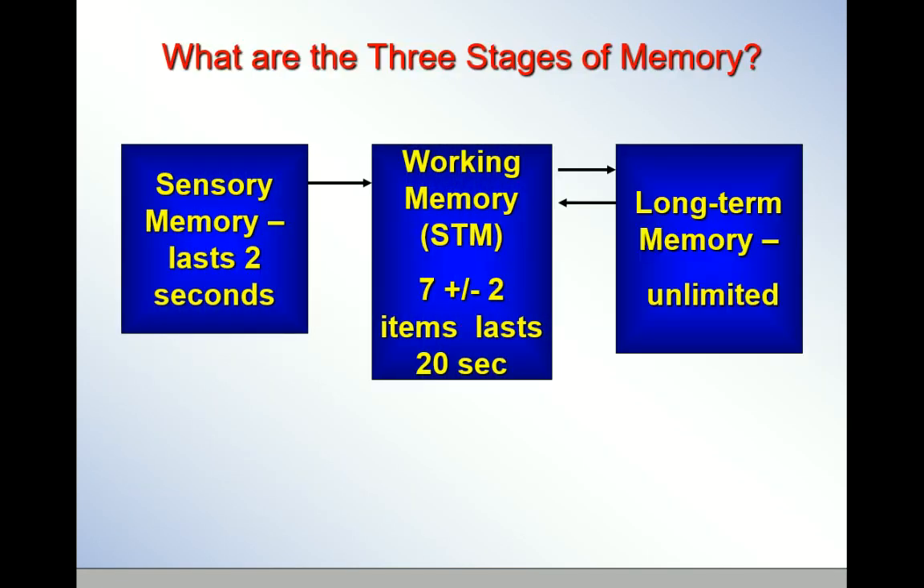Let's talk about the stages of memory. So you've got sensory memory, which lasts about 2 seconds. I'll demonstrate this in a second. Then you've got short-term memory, which we call working memory. It lasts about 20 seconds, and it can hold between 5 and 9 items. And then you've got your long-term memory, which, as far as we know, has no limitations. That doesn't mean it's perfect, though.